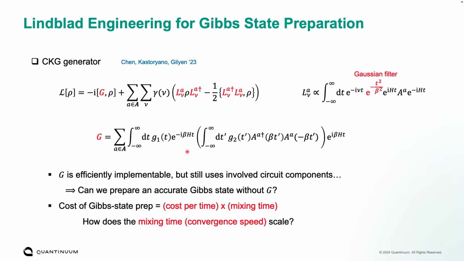And just so you know, the cost of Gibbs state preparation in this context is the cost per time step. So you evolve the state under the Lindbladian, and then you want to know the cost per time. And then, of course, you want to know the convergence speed, given this Lindbladian, how fast it approaches the fixed point. That's characterized by what is called the mixing time. So you want to know the convergence accuracy as well as the mixing time of this Lindblad dynamics.